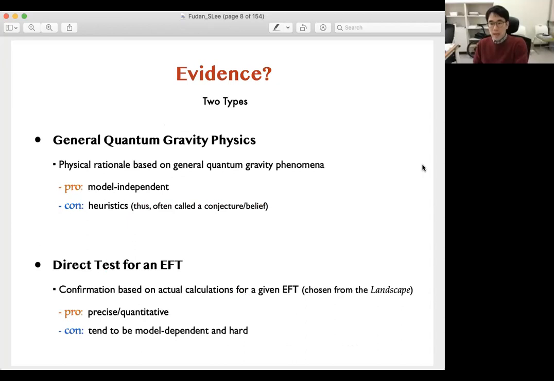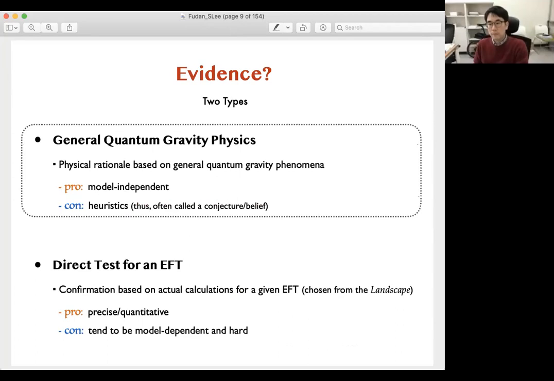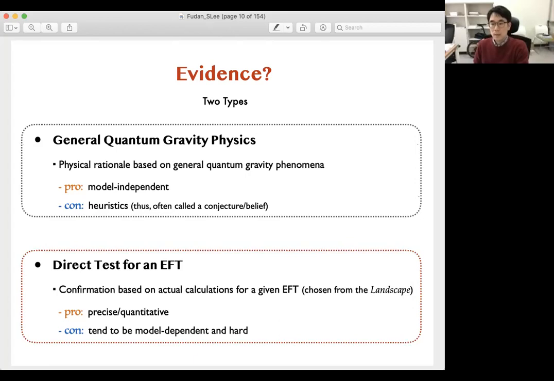The evidence comes largely in two types. The first type follows from general quantum gravity phenomena, such as the black hole dynamics. The argument would work in every quantum gravity model described in whatever theoretical framework, be it string theory or not. But it's typically only heuristics. On the other hand, the second type is based on actual calculations for a given string effective field theory. The argument of this type is precise and quantitative, but it tends to be model dependent. What you do is to explicitly test the conjecture for a specific theory of your choice, if you could perform all the required hard computations for the particular theory.